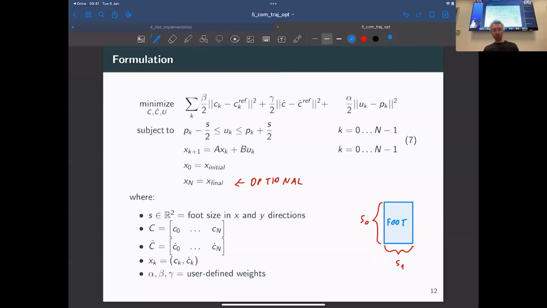So with this constraint, we make sure that we are not asking for a center of pressure that is outside the foot. You might have noticed that here we are assuming that the robot is on one foot only at each point in time. We never have a double support phase.